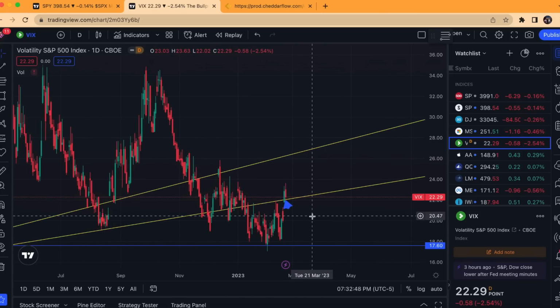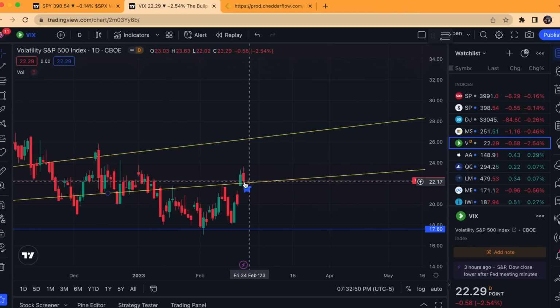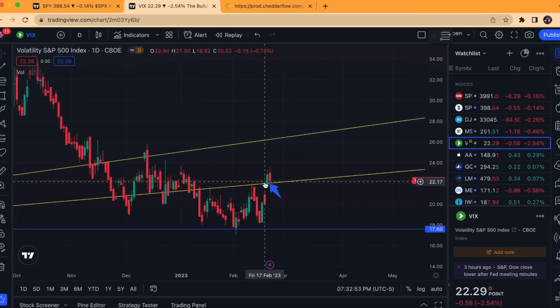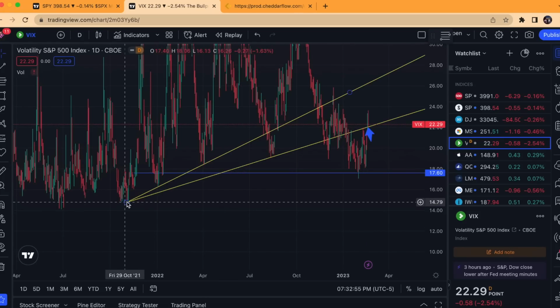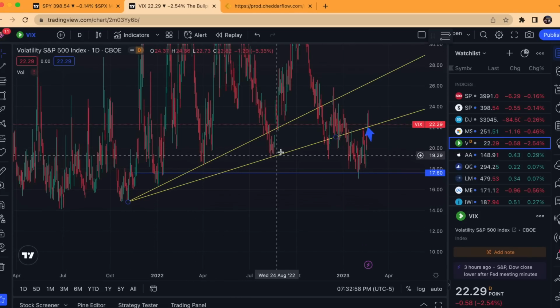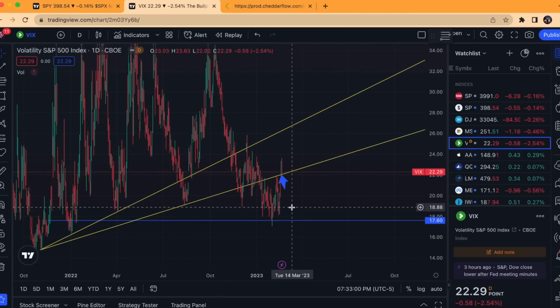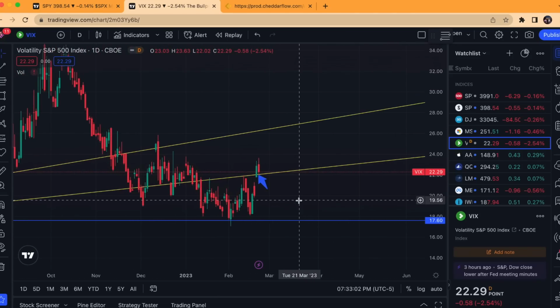Additionally, if you see here on the VIX, we had a very key retest right next to this blue arrow here. This is on the yellow trend line. This is from November 4th from back here. You can drag it across. We have two major trend lines. This trend line is very significant because of a few reasons.